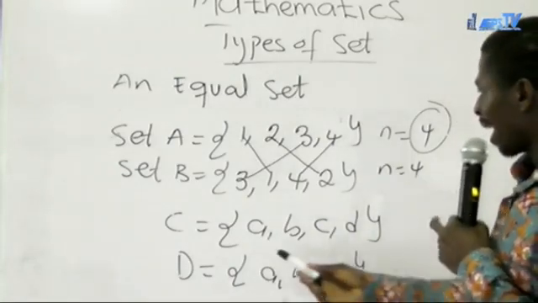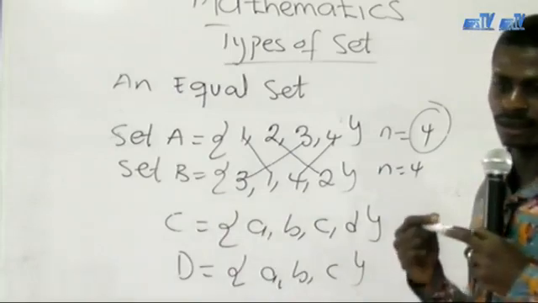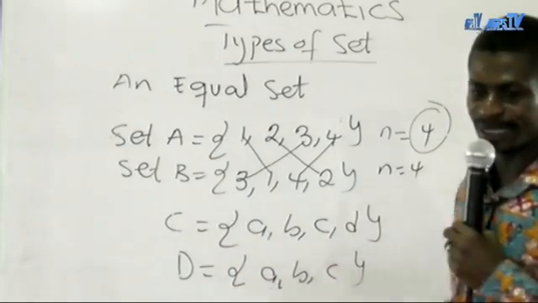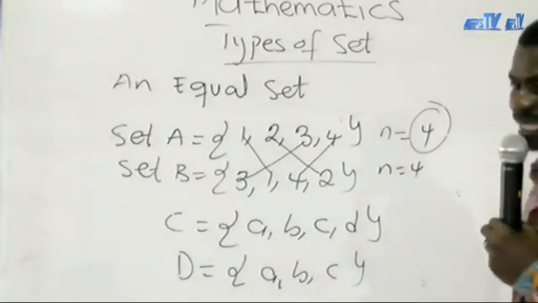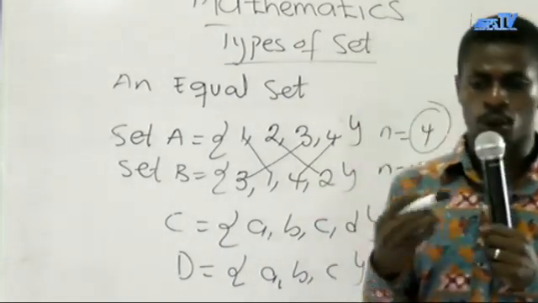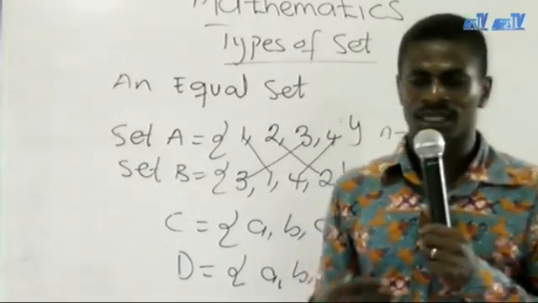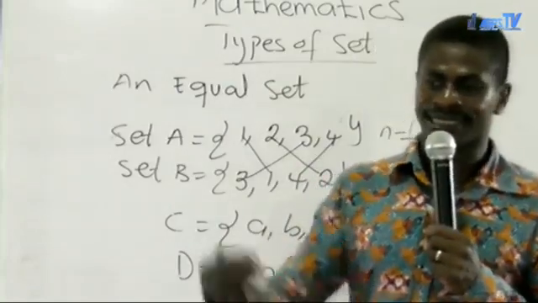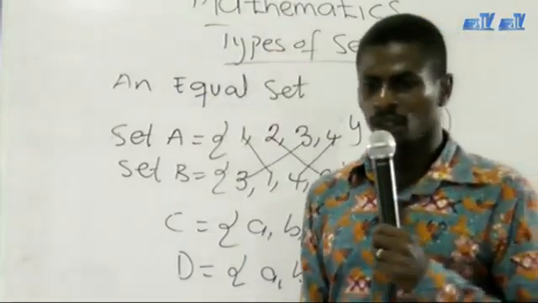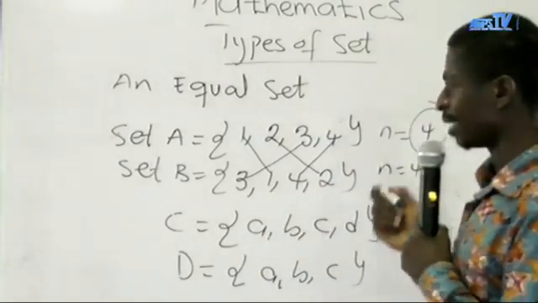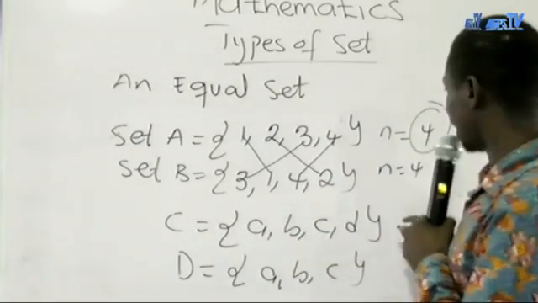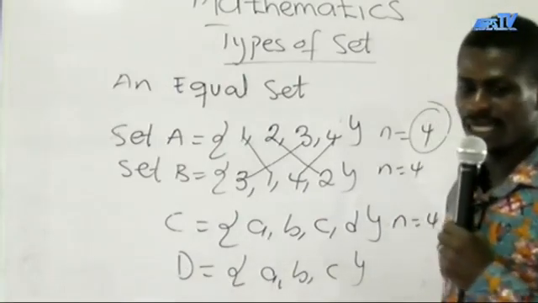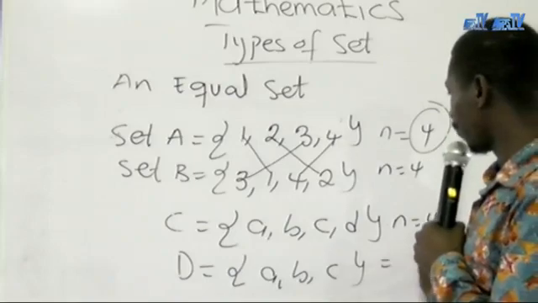Now, are these 2 sets equal? Set C and set D. I have said that for 2 sets to be equal, they must have the same number of members and they must have the same members. So count the members of set C. You see that it has n is 4. But set D, we have only 3.